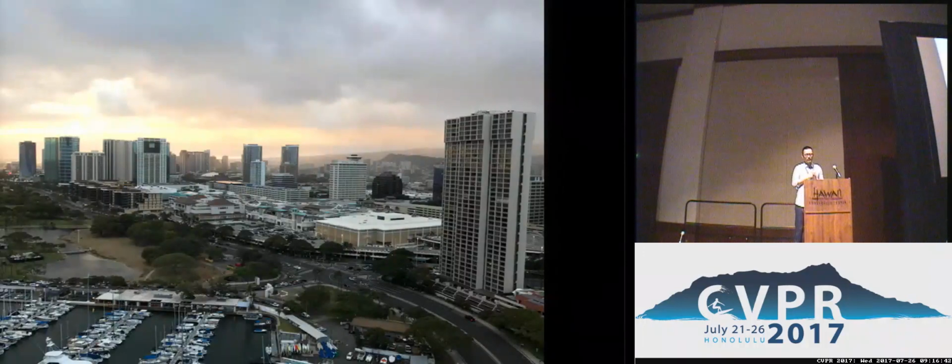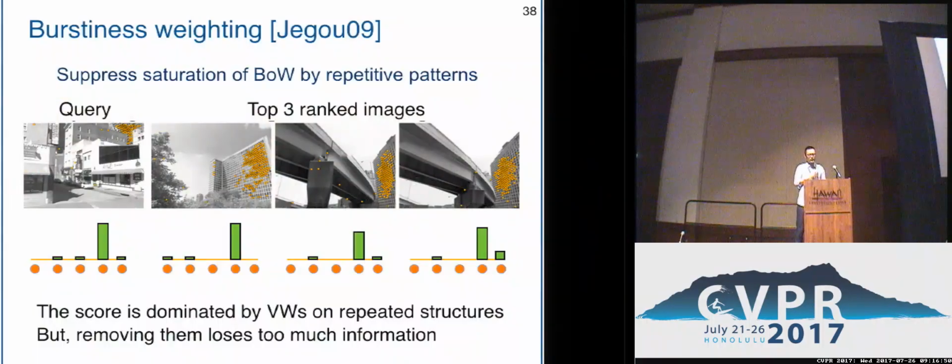So the first problem is that in the modern city, there are many repetitive structures, as you can see here. This makes a serious problem for Bag of Words matching, because the features detected on such patterns saturate the histogram and dominate the similarity scoring. So there are known methods called burstiness weighting that simply suppress the overweighted histogram. This is actually very effective in the place recognition task.